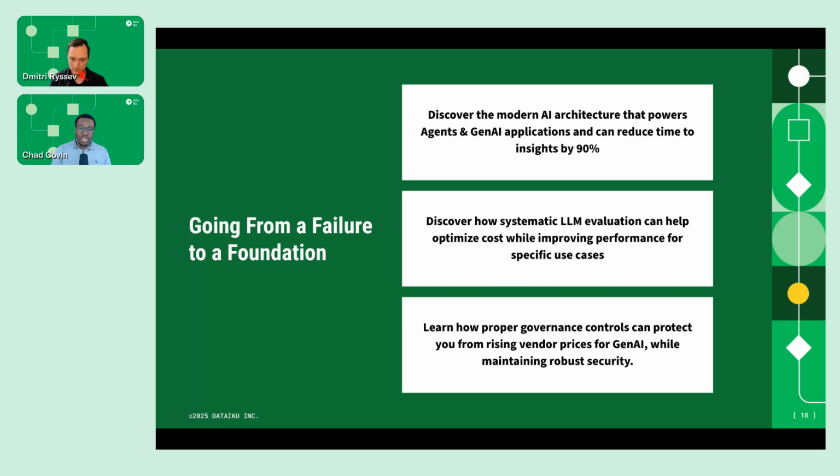Lastly, proper governance controls provide dual protection, safeguarding you from unexpected cost increases as vendors' prices are changing, and you maintain that robust security protocol that protects your organization from sensitive data. So the bottom line is this: moving from reactive, fragmented approaches to a cohesive AI architecture is what separates organizations that merely want to experiment with GenAI from those that can actually put it in production and have it transform their business.